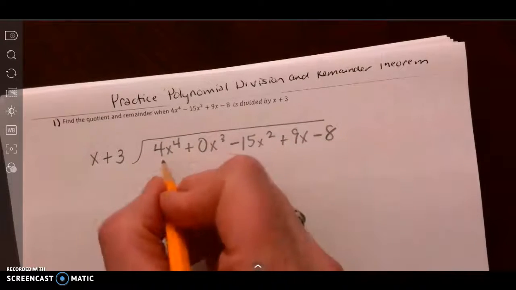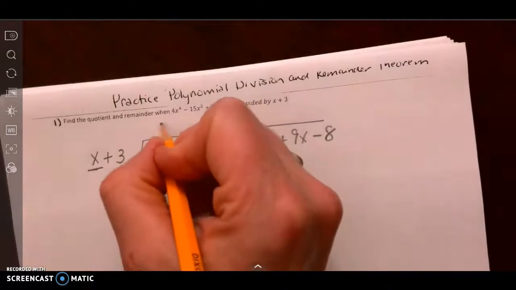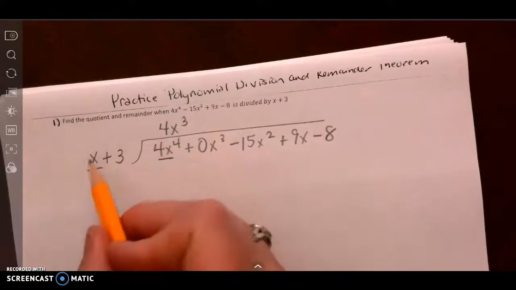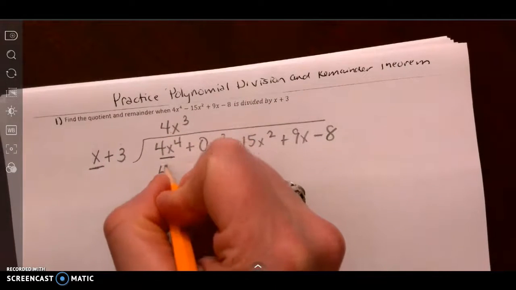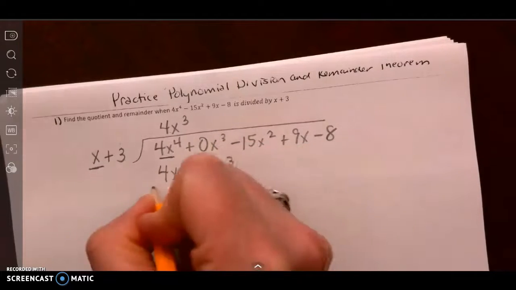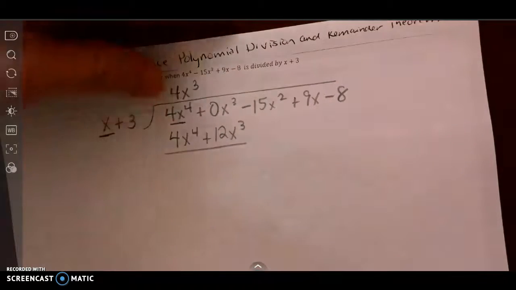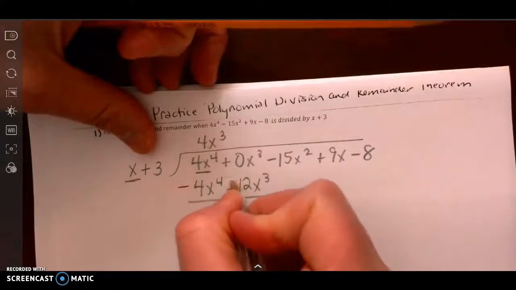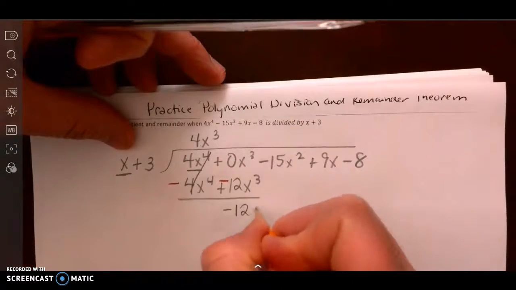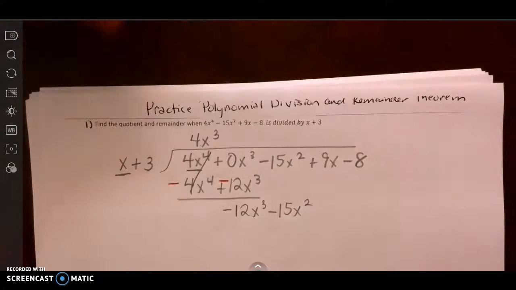Put in my placeholder, focus on the first. 4x to the fourth divided by x is 4x cubed. Now I need to multiply that 4x cubed by both of these terms, and I get 4x to the fourth plus 12x cubed. Because I'm subtracting, I'm going to change the signs of each of these so that I can simply add, and I get negative 12x cubed minus 15x squared that I carried down.